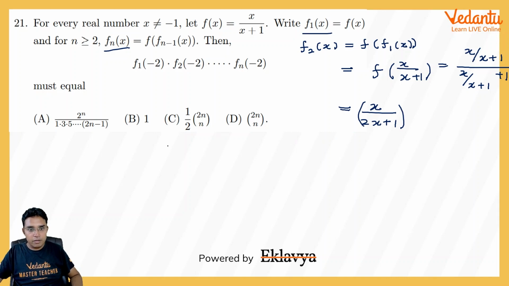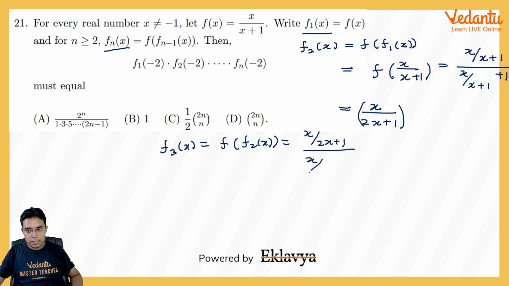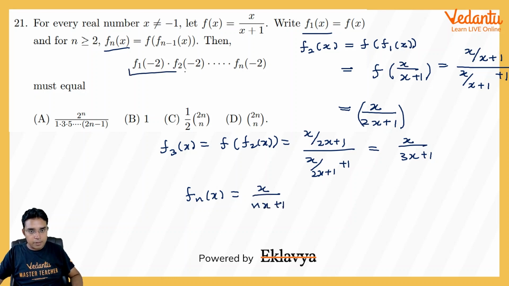Now similar to this, if we find f3(x), which I can write as f of f2(x), and I have already found f2, so I will write this as x upon 2x plus 1 upon x upon 2x plus 1 plus 1. So this will become x upon 3x plus 1. So you can see every time we do it, we will get fn(x) to be x upon nx plus 1.